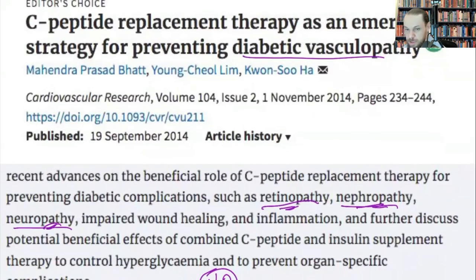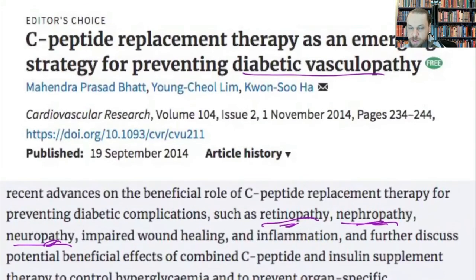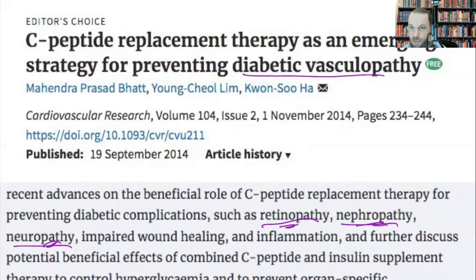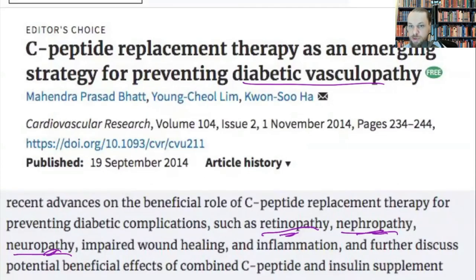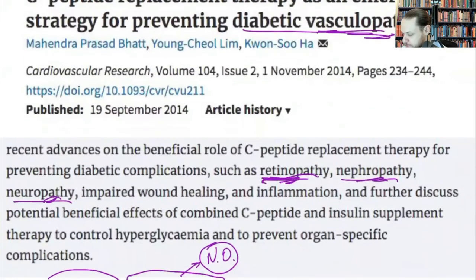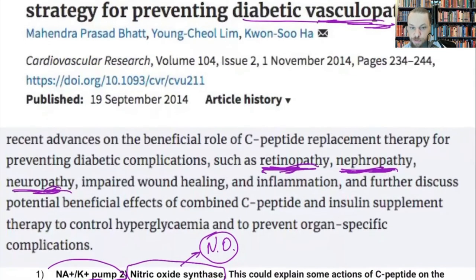And they discovered that this is what prevents this microangiopathy, or prevents this diabetic vasculopathy, which is destruction of the small vessels, specifically in the retina, which is called retinopathy, specifically nephropathy in your kidneys, and neuropathy, which is destruction of the vessels to the nerves. So yes, they give them synthetic C-peptide, which was shown to improve all these things.